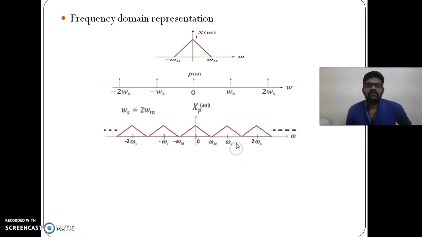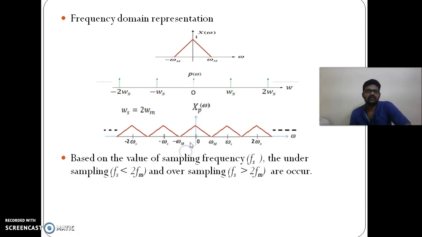In the frequency domain representation, this is the spectrum of x of omega, and this is the spectrum of your impulse train. If you multiply these two, everywhere we have the same x of omega, but as a shifted version. To reconstruct the signal, at least this entire signal must be preserved. What is the length of this one? Minus omega m to plus omega m, so it is 2 omega m. We know that this much bandwidth is required to transmit the function. So remember that.